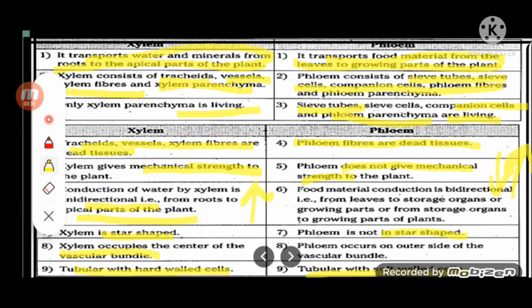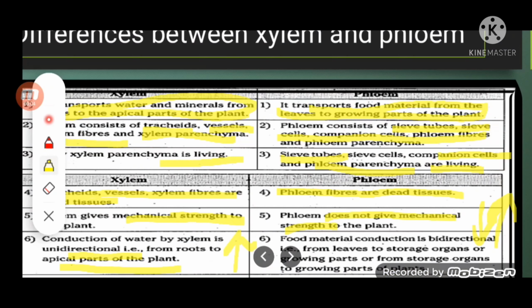So these are a few of the differences we studied about xylem and phloem, and we have discussed the functions and living and non-living parts also. This is one of the most important topics from plant tissues, and questions often come in exams from this topic. So we just saw the differences between xylem and phloem, and we did the comparative study also.